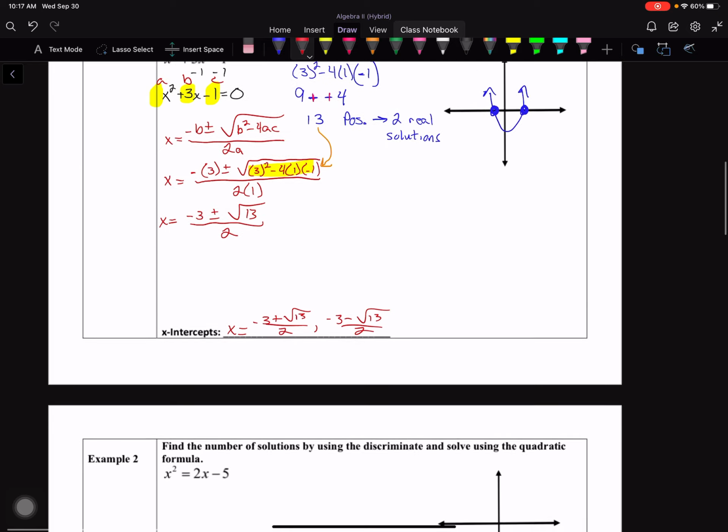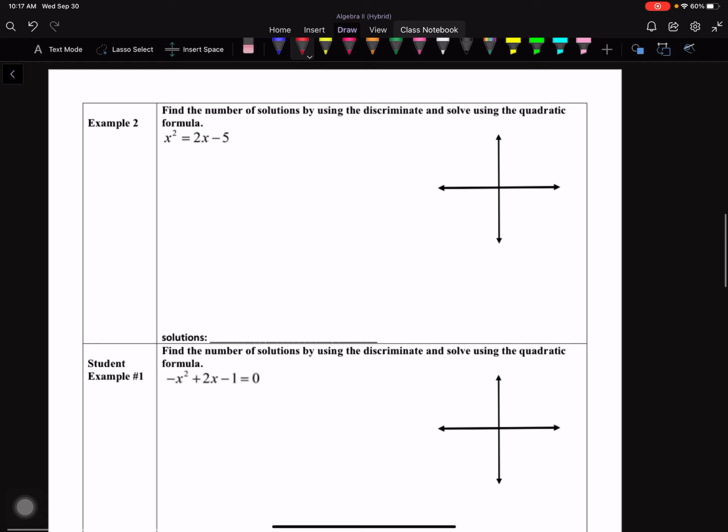So we got one more example here. The exact same directions. Find the number of solutions first by using the discriminant, and then actually tell me what the answers are. So again, we want this equation to equal 0. The quickest way to get that done is going to be by subtracting x squared from both sides. So 0 equals negative x squared plus 2x minus 5.